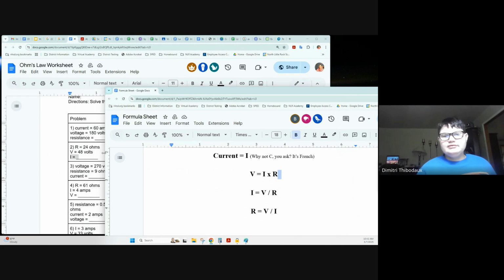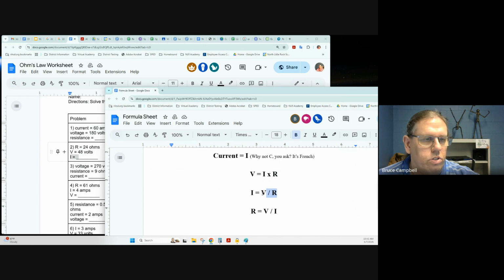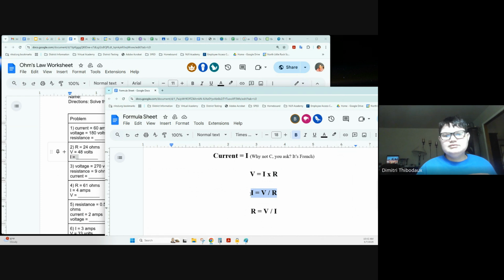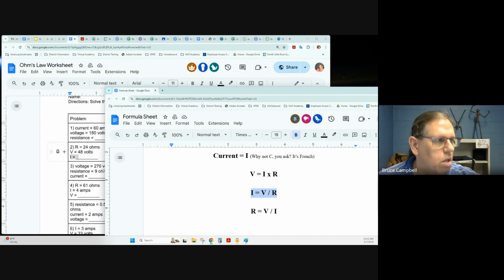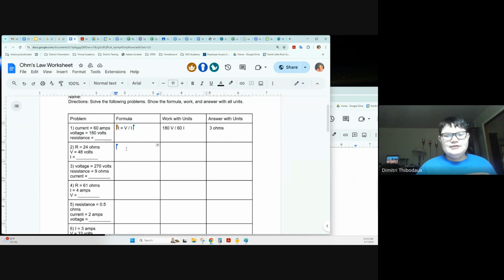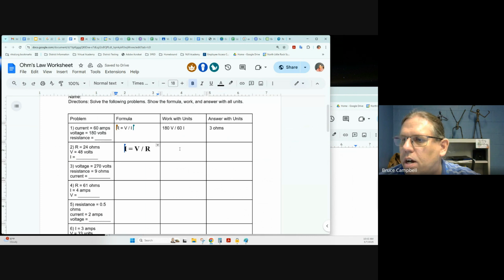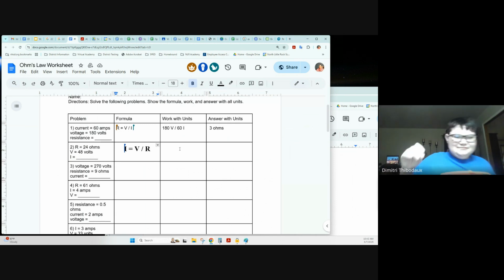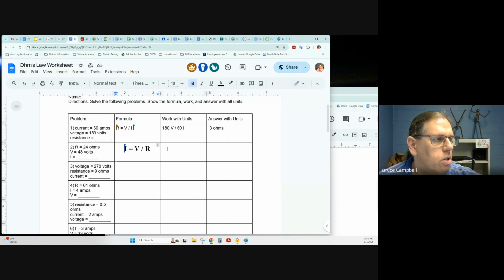Or subtracted? I equals, so is it this one? Yes. But I don't know if the slash means divide or subtract. Slash is divide, star is multiplication. Got it. So now we just fill in our formula, right?